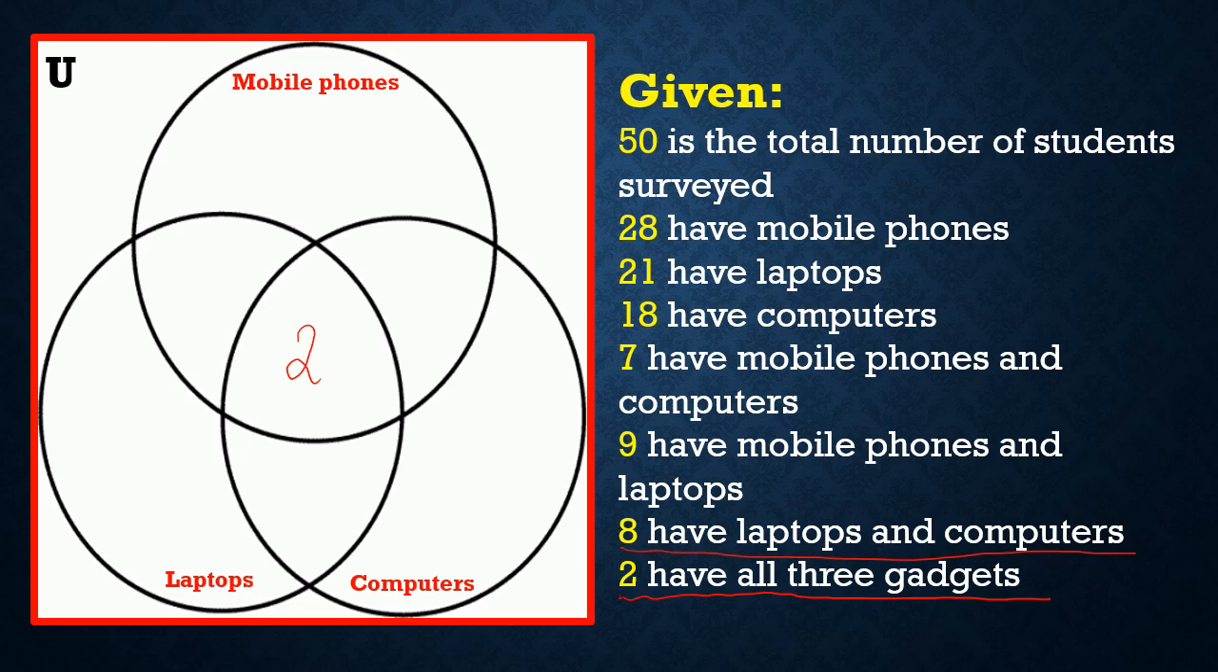Okay, so dahil may 2 na nga, isusubtract na natin yung 2 dun sa 8 para malagay yung bilang ng estudyante na merong laptops and computers only. So that is 6. 8 minus 2, 6. And then, 9 have mobile phones and laptops naman.